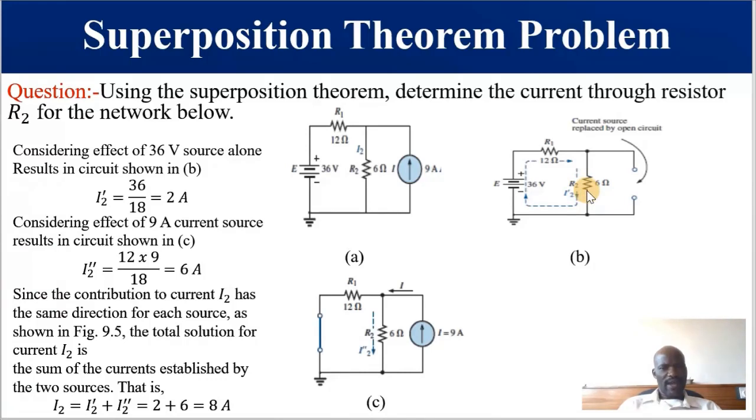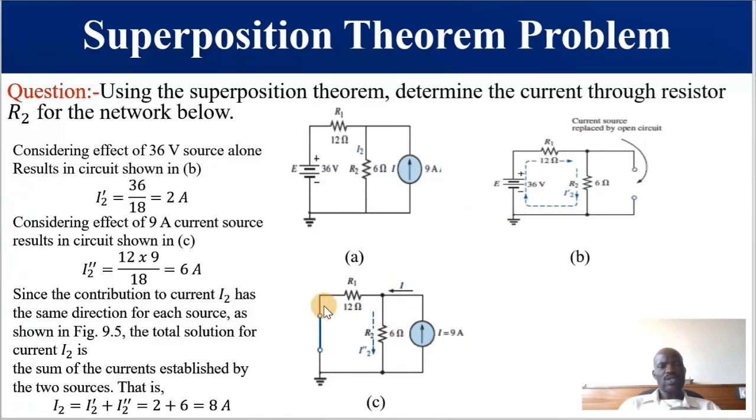So how do we find the effect due to the 36 volts? We simply divide voltage by the total resistance. So that's 36 divided by 18, and we've designated the effect as I2 prime, where I2 is the current through R2, and this is what we are being asked to find by the question. Determine the current through resistor R2. So due to the 36-volt source it is 2 amps.